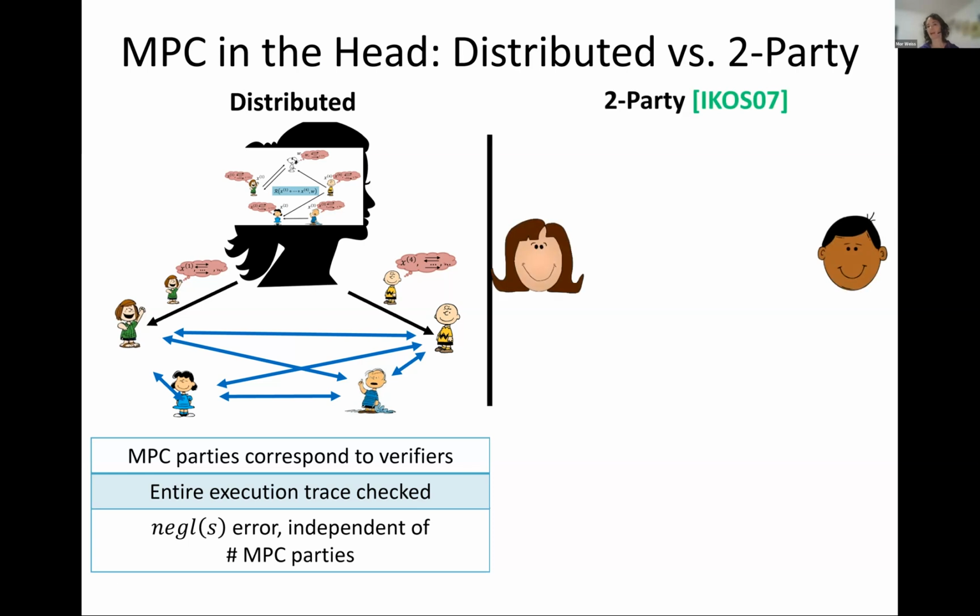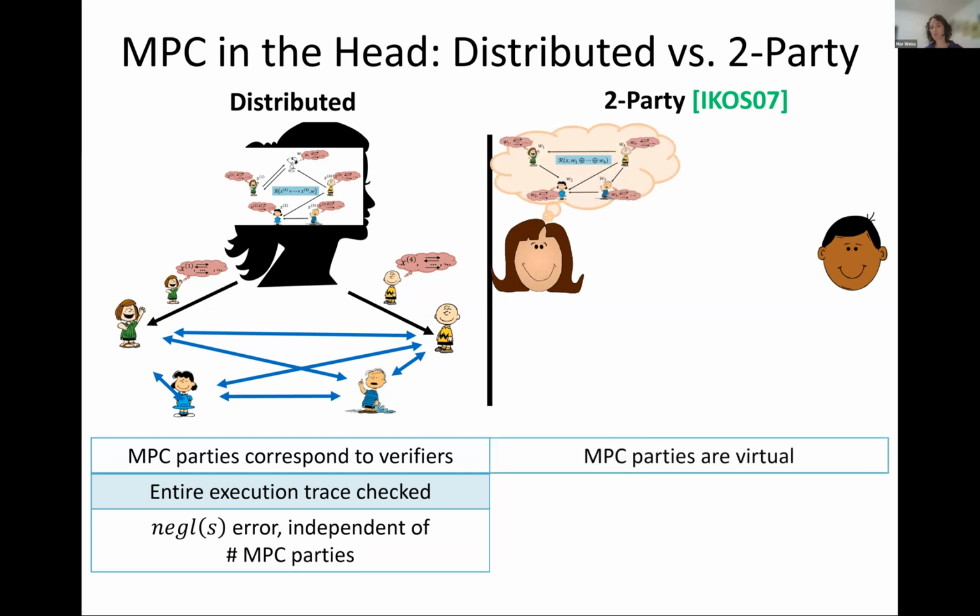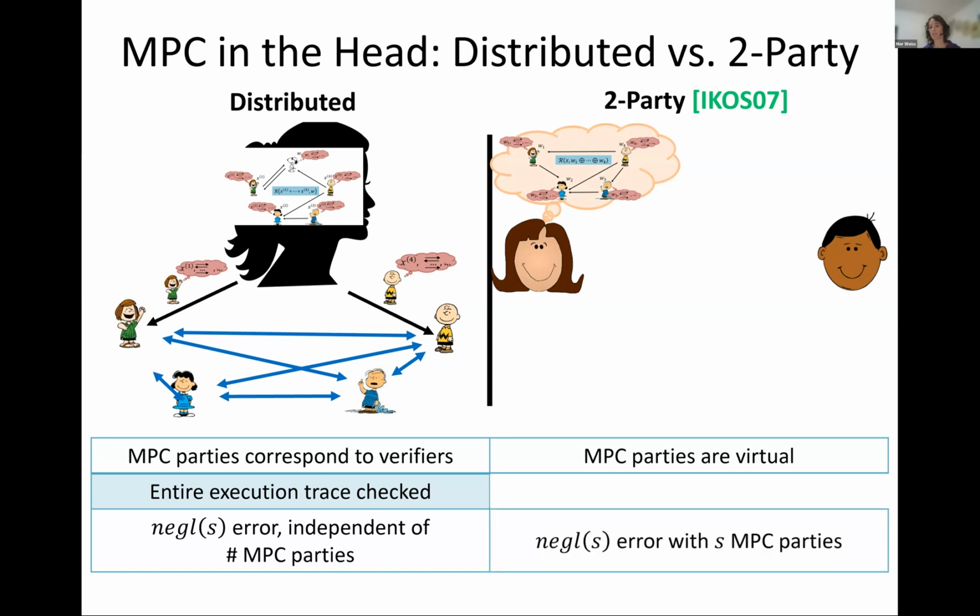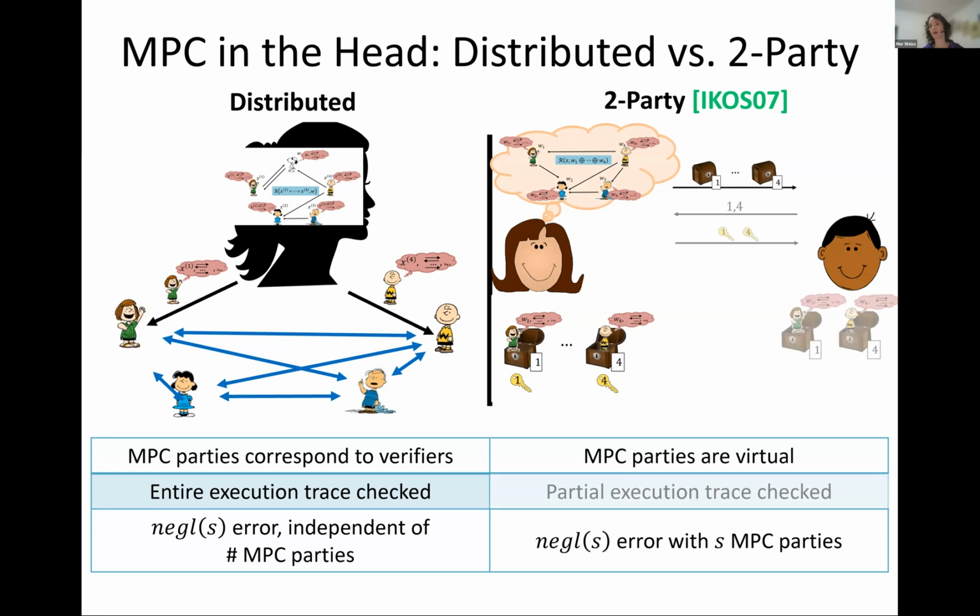But the MPC in the head was actually introduced in the two-party setting in a seminal work of Ishai, Kushilevitz, Ostrovsky, and Sahai. And in this setting, we only have one verifier. So the execution of the MPC in the head is over virtual parties. Each party holds a secret share of the witness. And the number of parties determines the soundness error. Then the prover commits to the views in this interaction, and the verifier asks to check some subset of these views. So only a partial execution trace is checked.